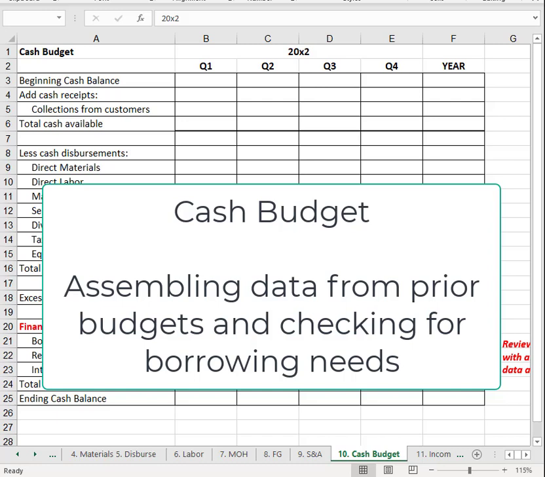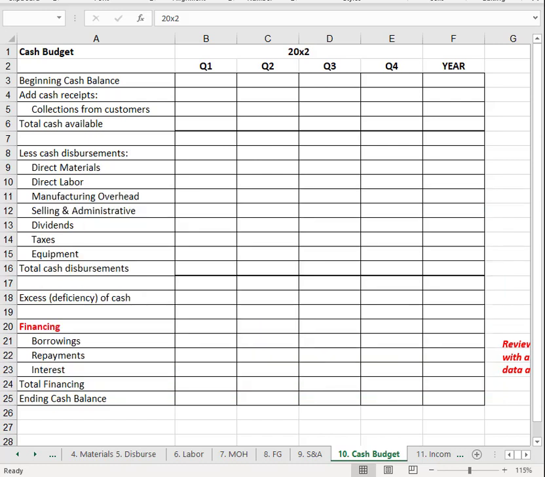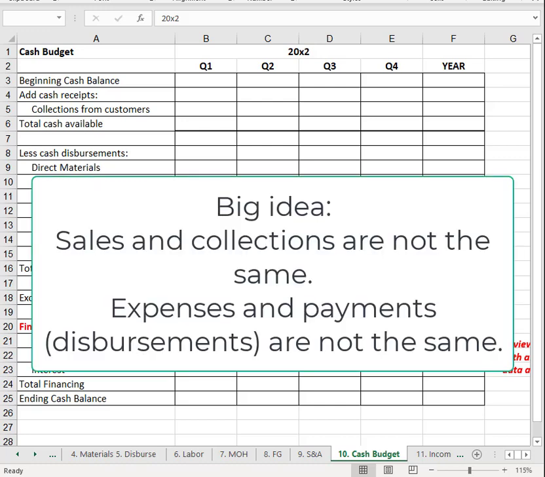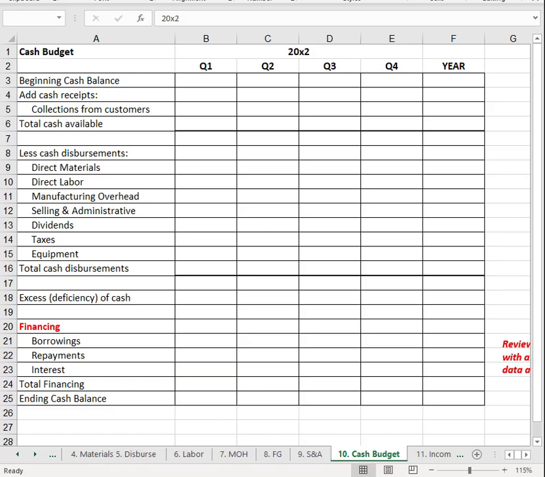Hello everybody. We're going to work on the cash budget. The cash budget is going to pull from the data we've already computed. So we had sales and then we collected some, and the cash collected goes in the cash budget. We had some expenses, some of which were paid. We had purchases, some of which were paid. Those payments are cash out, cash disbursements. So the cash in and the cash out creates the cash budget.